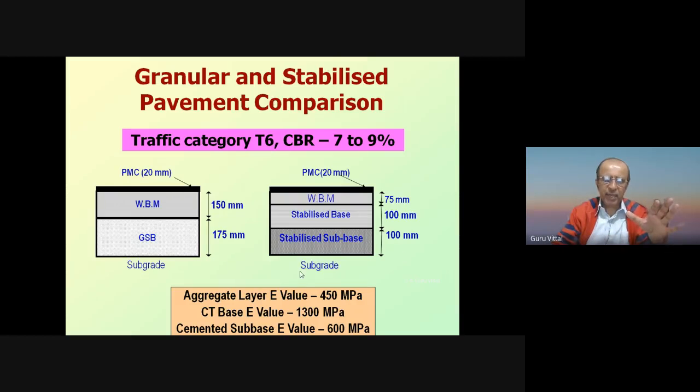This I have taken from IRC SP 72, Special Publication 72, which is a codal provision for rural road design. Same type of diagrams are there for highway design also, in IRC 37. The important point is that since these materials have a higher E value, the thickness of the layers reduces, so the consumption of material reduces. And this stabilized layer we can construct using a low-grade material like fly ash. So that is the biggest beauty.